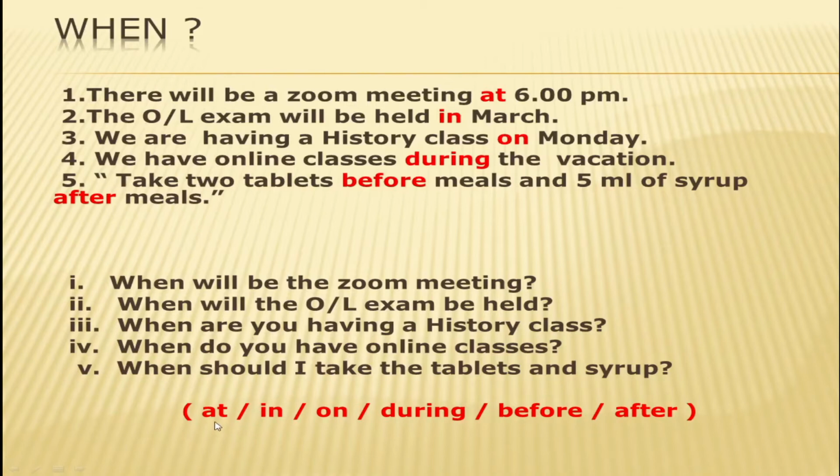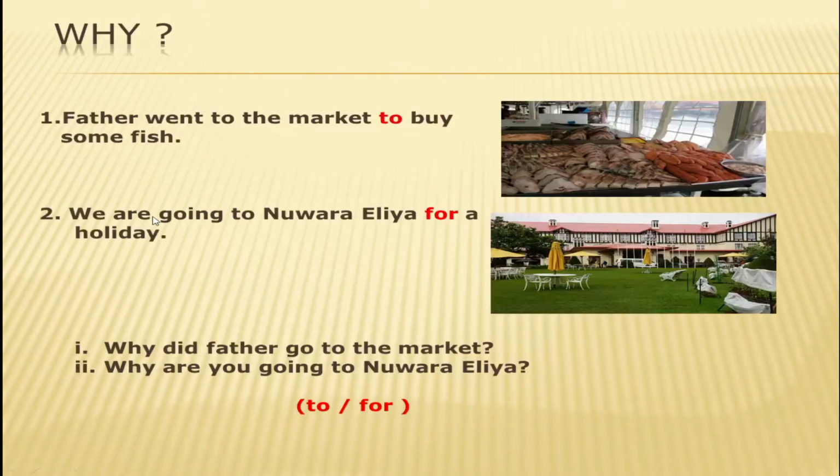Okay, now again look at these words. At, in, on, during, before and after. In these sentences, they tell us when these events happen. When these events happen. Okay, now let's move to the next example.